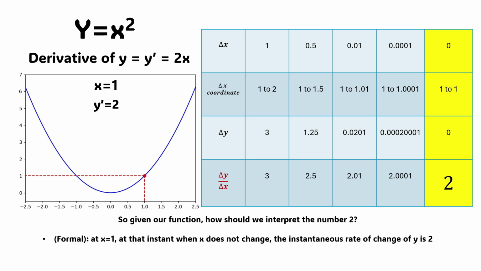Formally, the interpretation you're going to find in textbooks is going to be something like, at x equals 1, at that instant when x does not change, the instantaneous rate of change of y is 2. So I hope it's clear by now that the formal interpretation contains the word instantaneous because the derivative is all about situations where x does not change at all.